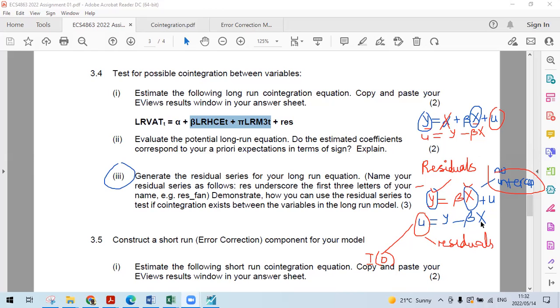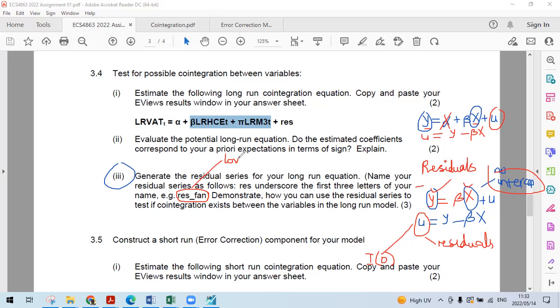When we have the residual series, we need to name it. Call it res underscore. In this case, because my name is Love More, it will be LOV: Res LOV. For you, it will be Res what? SIZ. You see, so this is what I want to do.